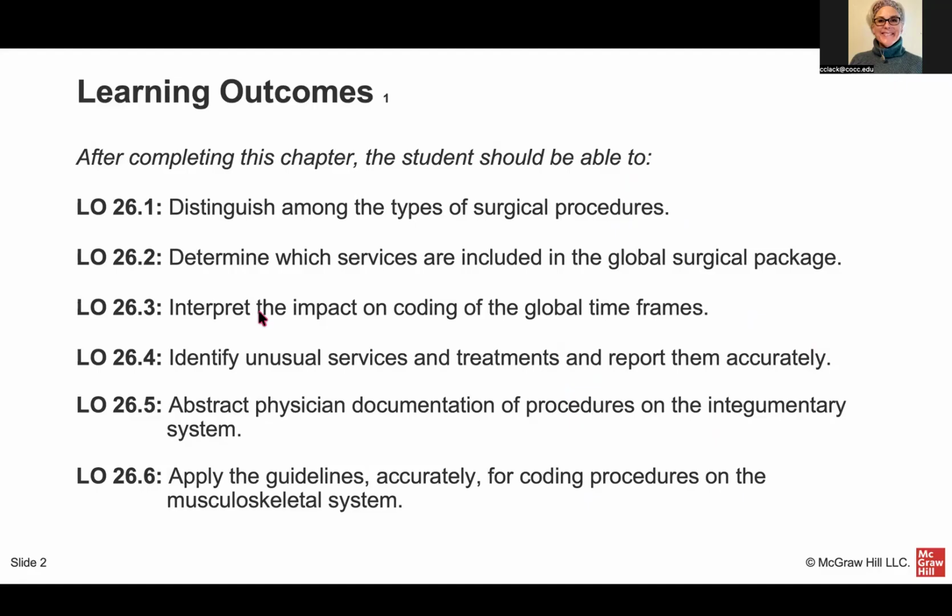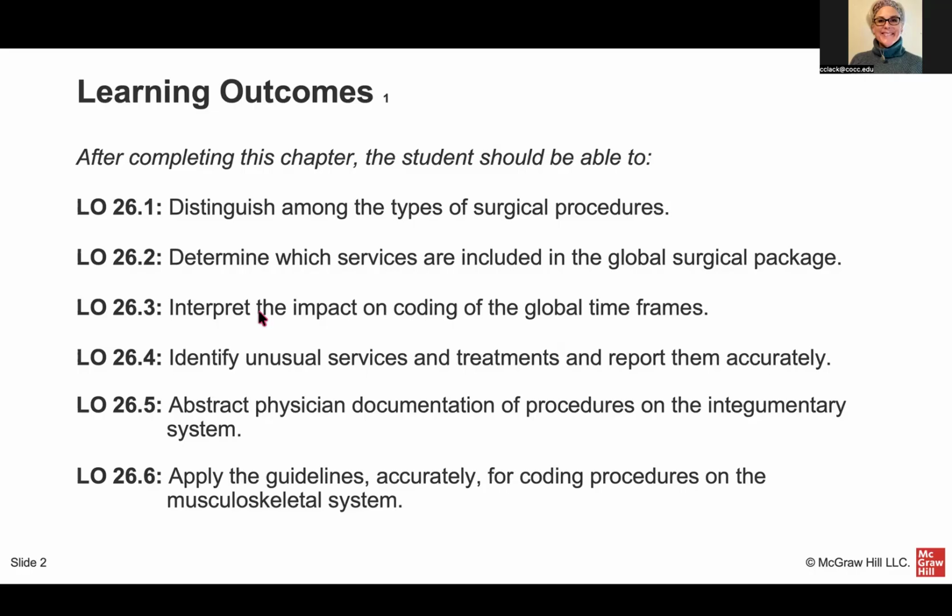Alrighty, let's talk about what we're going to be able to do when we're done with this chapter. Learning outcomes 1 through 6 are on the slide, and I want you to notice something. These aren't just about memorizing codes. You want to look at the verbs: distinguish, determine, interpret, identify, abstract, and finally apply. These are higher level thinking skills, and that's exactly what real coding requires.